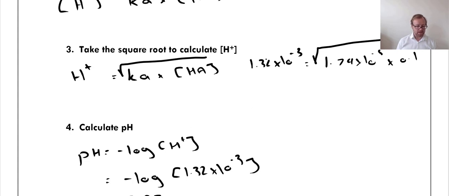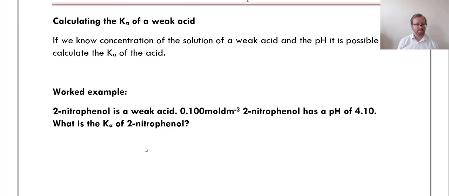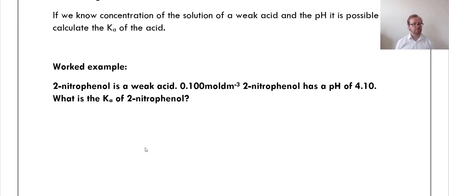Okay, again, this is another worked example that I think you might be able to do, so have a go at it and I'll go through it when you get back. Okay, so calculating the Ka of a weak acid. If we know the concentration of the solution of a weak acid and the pH, it is possible to calculate the Ka of the acid. So, worked example: 2-nitrophenol is a weak acid, 0.1 mol dm^-3. 2-nitrophenol has a pH of 4.10. What is the Ka of 2-nitrophenol?